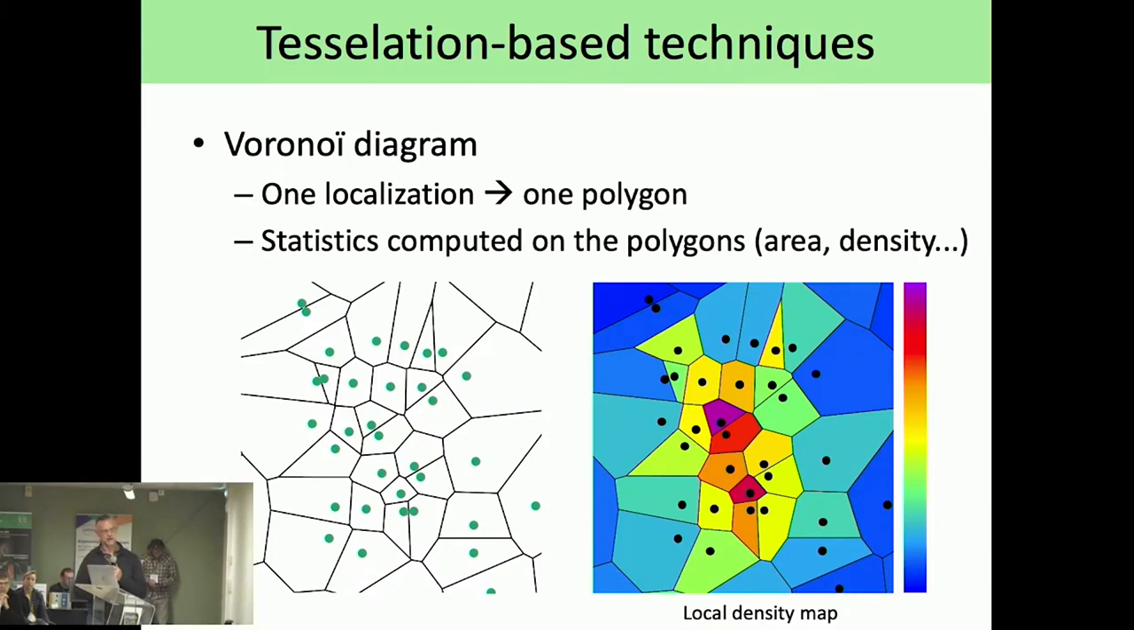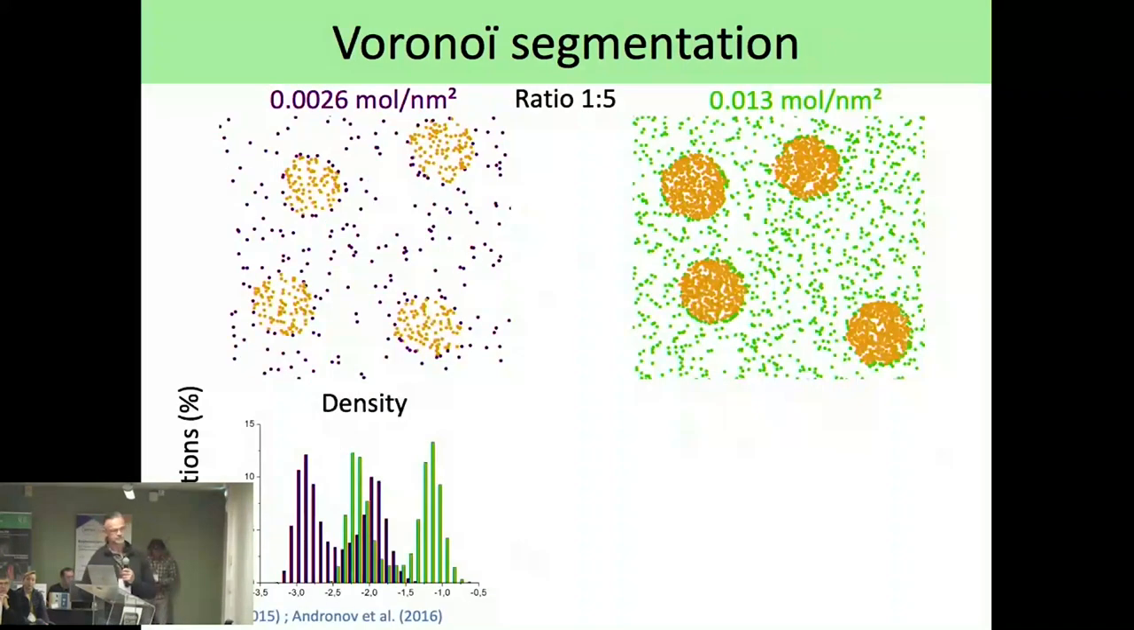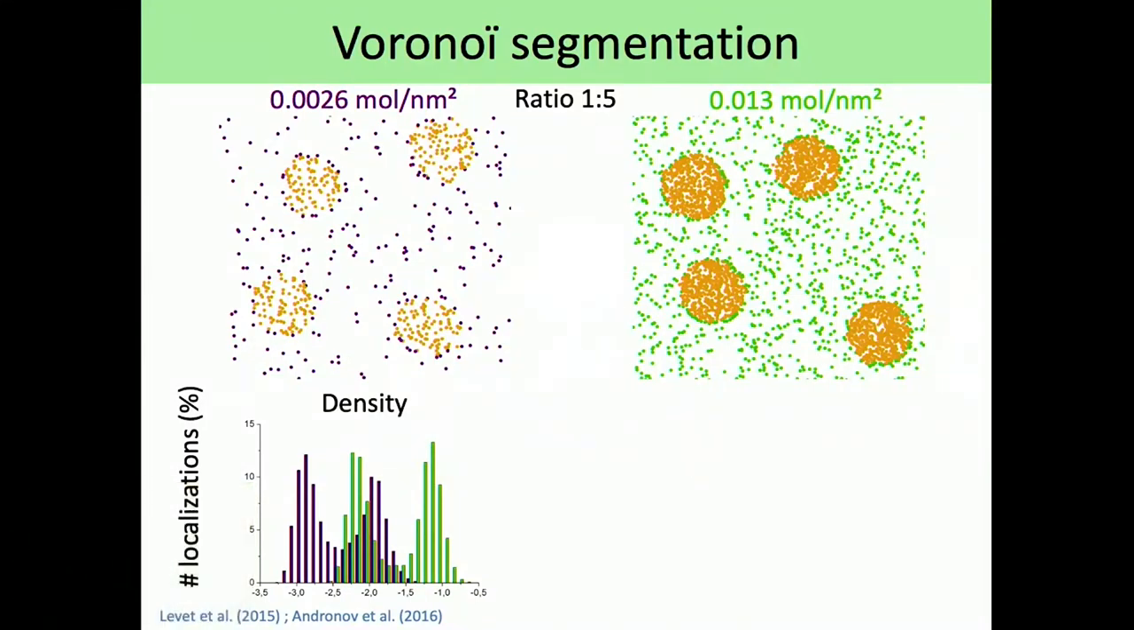Whatever metrics you have, you can draw, and then you can color your polygon by the metric you want. So here this is the density, and you can end with a density map like this, and just threshold on this parameter. Thresholding is exactly the same as before. So what threshold do I have to use?